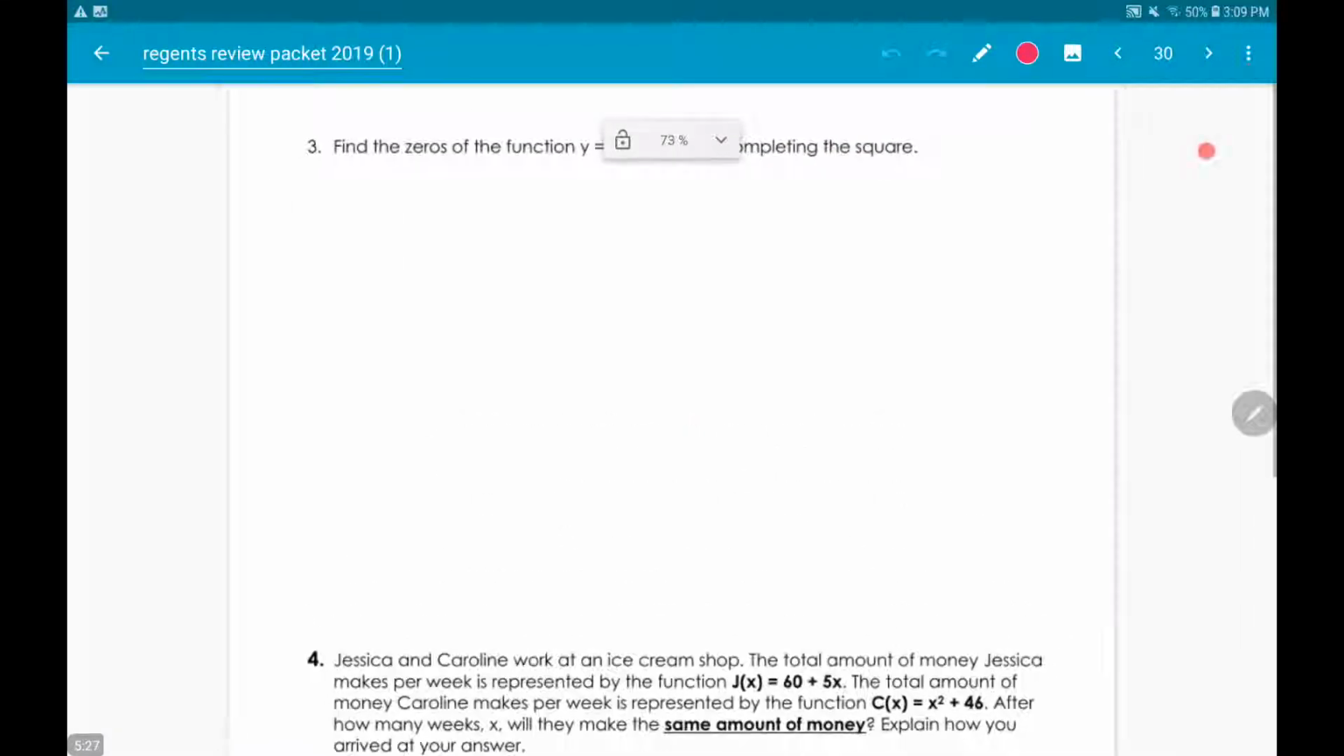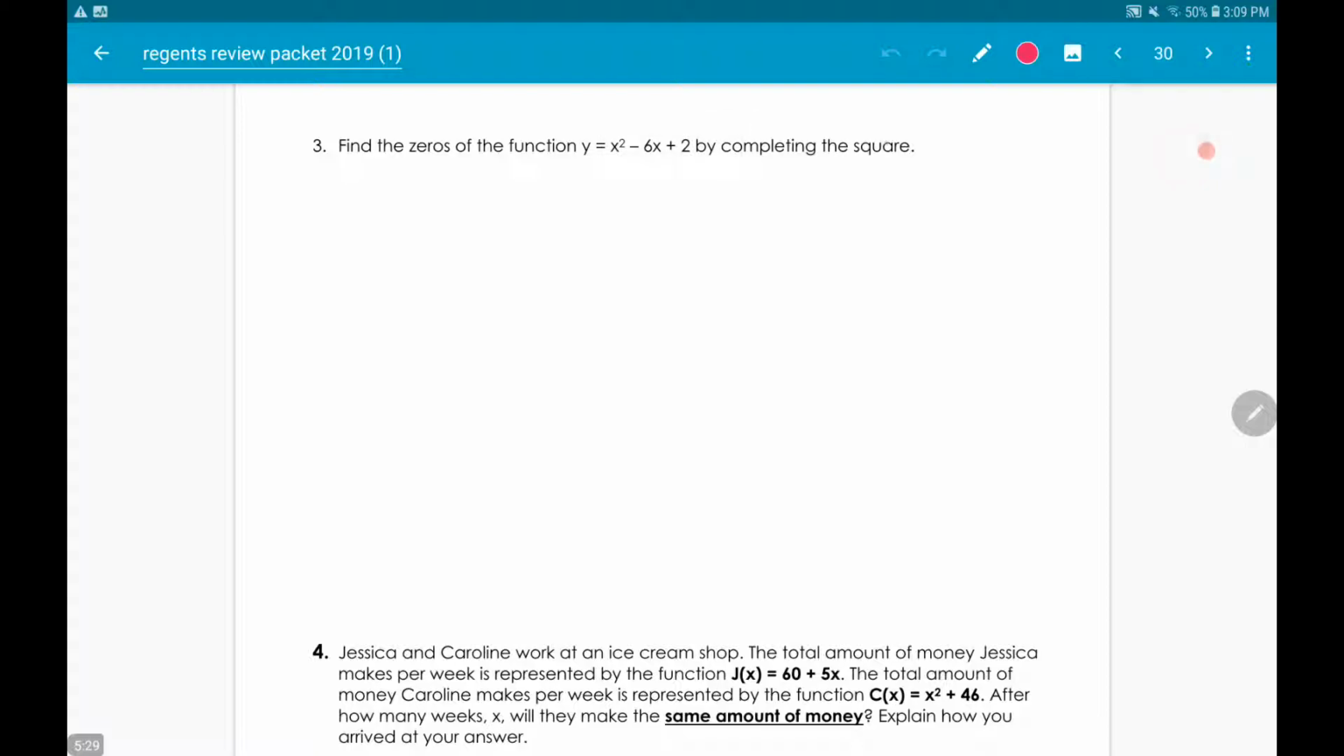Okay, I'm going to skip this one. It says completing the square. I want you to choose your method.